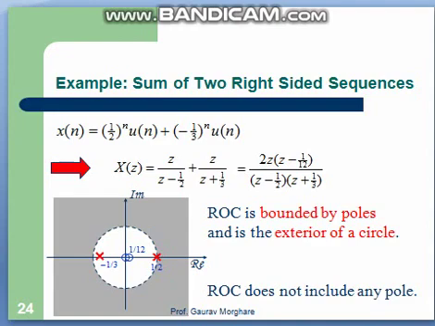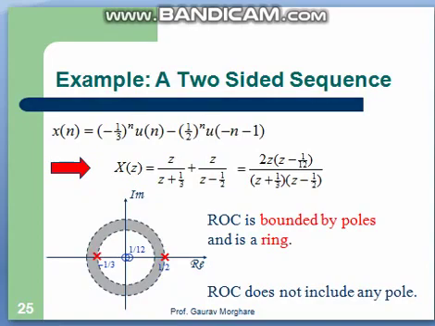For these terms, we know that we calculate the ROC from the denominator side. So here the values are z is equal to 1 by 2 and z is equal to minus 1 by 3. The minus 1 by 3 is located here and 1 by 2 is located here. So the ROC is the region greater than 1 by 2, so the 1 by 2 circle is the highlighted portion for this.